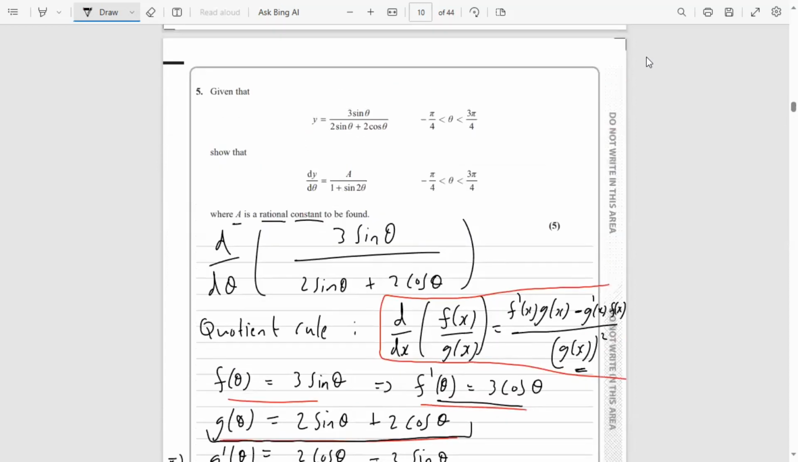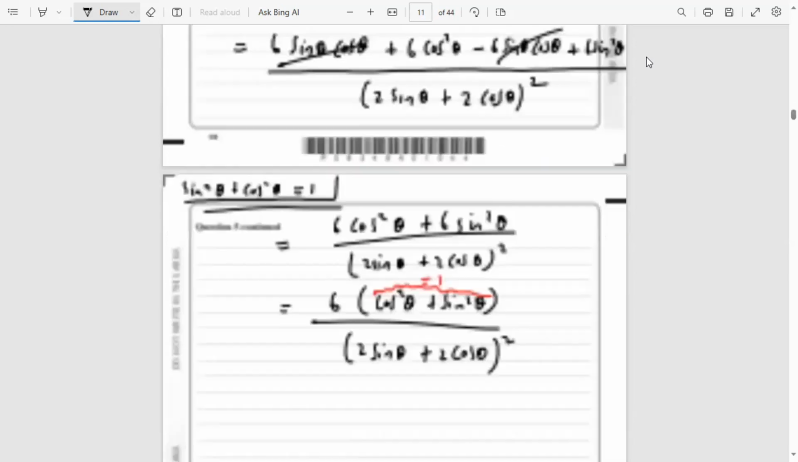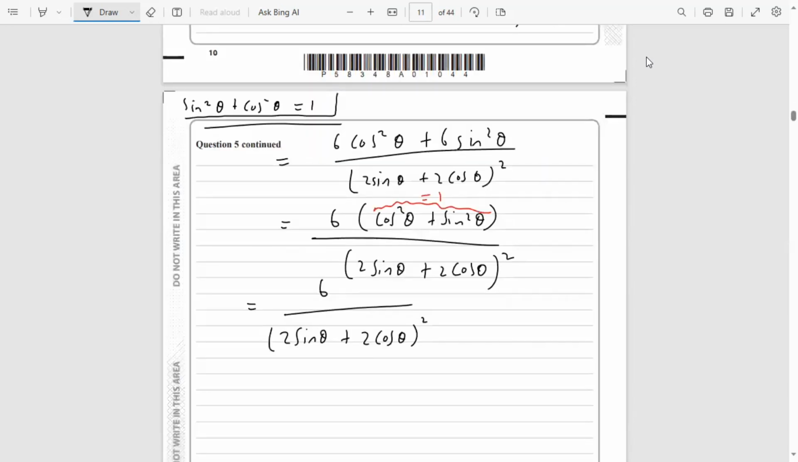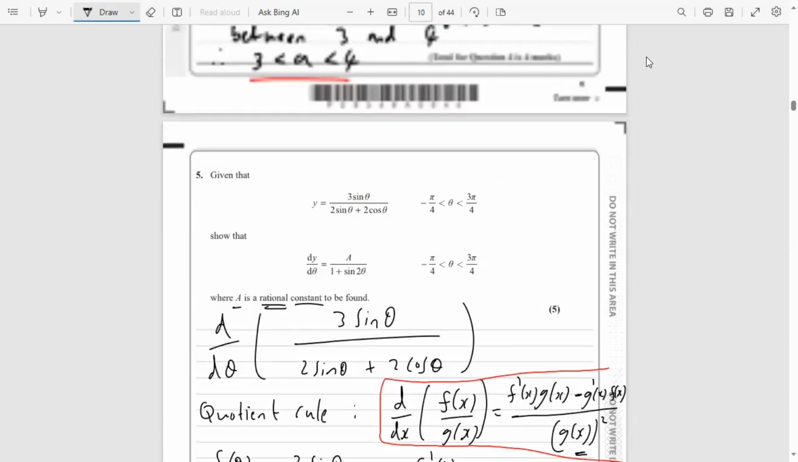We want to show that dy by d theta is equal to a number. So this number could be a whole number, could be a fraction. It's a rational number over 1 plus sine 2 theta. So, obviously our denominator there is not 1 plus sine 2 theta, but we've got a number on the top, so we're getting somewhere. We're nearly there. So how are we going to get this denominator looking like a 1 plus sine 2 theta?